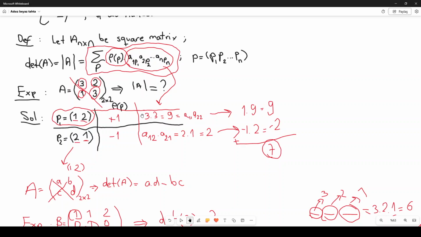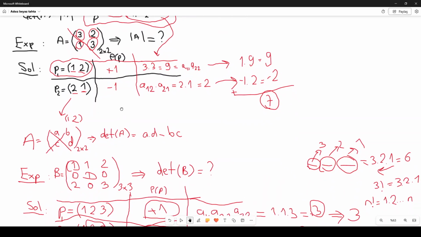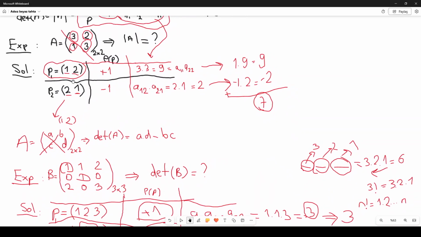And that means, given a square matrix, we first find how many different permutations we have depending on the size of the matrix. In other words, if we have a 2 by 2 matrix, then our permutation includes 2 elements, and therefore we have 2 factorial different permutations. But if we have a 3 by 3 matrix, then each permutation involves 3 elements. That means we have 3 factorial, in other words 6 different permutations.